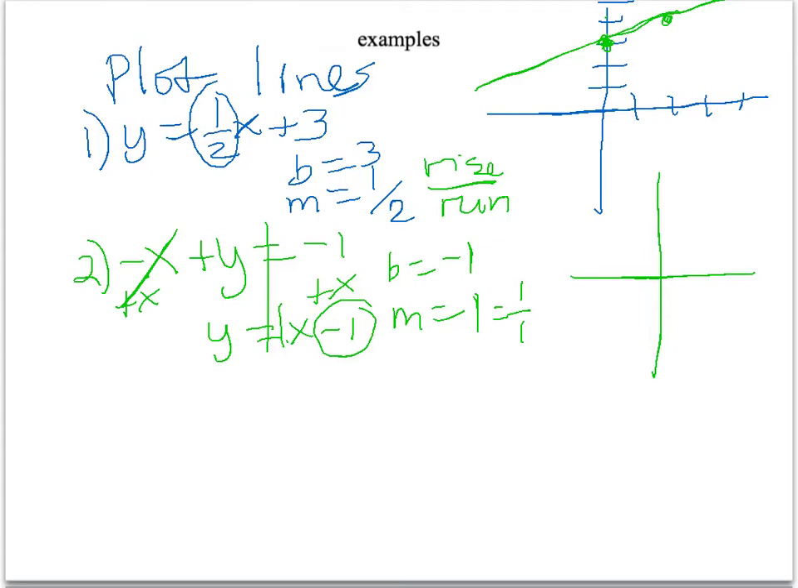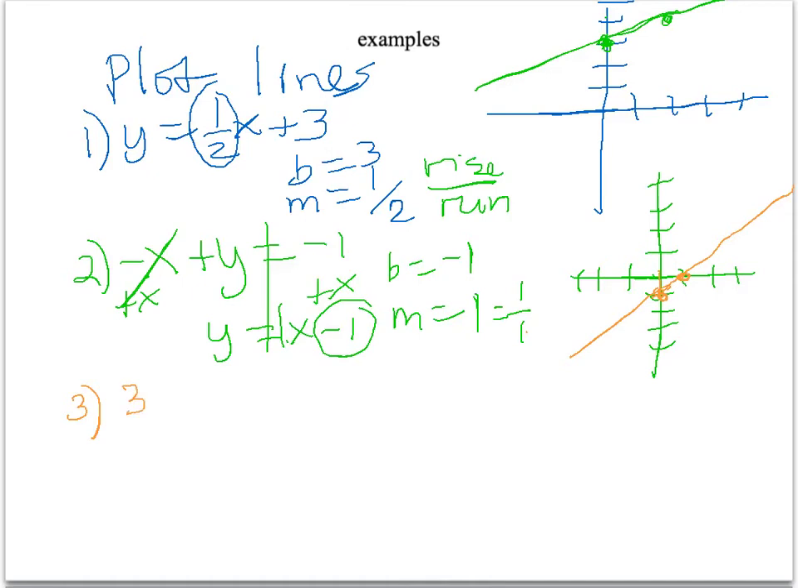First thing I want to do is graph my y-intercept. And this time my y-intercept is a negative, so that means I'm going to go down 1. Right to there. And then my slope is I rise 1 and I run 1. So I go up 1, over 1. This is my second point. Two points determine a line, and there is my line. All right, let's do one more of these types.